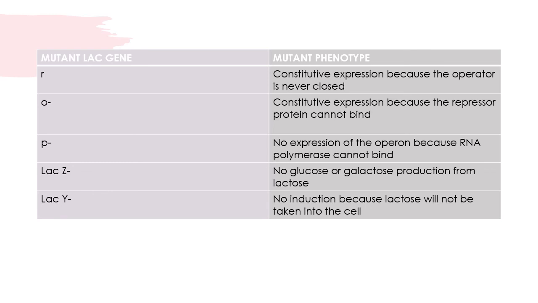P mutant: no expression of the operon because RNA polymerase cannot bind. lacZ mutant: no glucose or galactose production from lactose. lacY minus: no induction because lactose will not be taken into the cell.